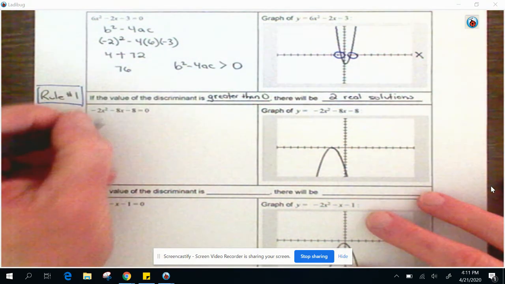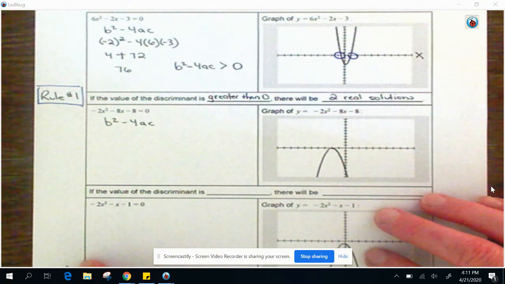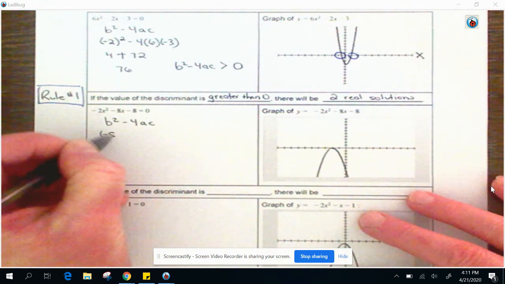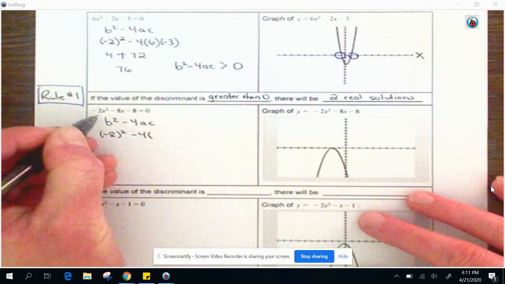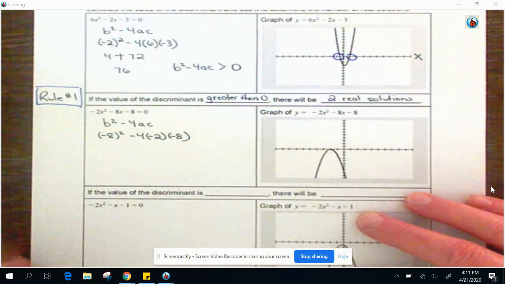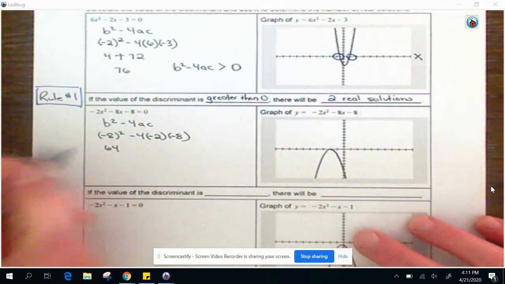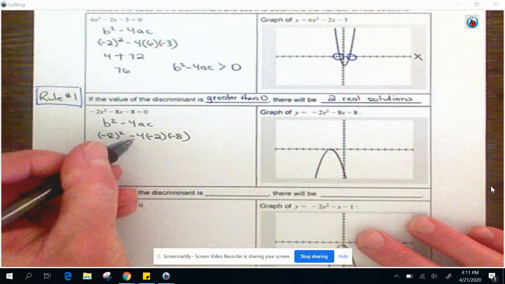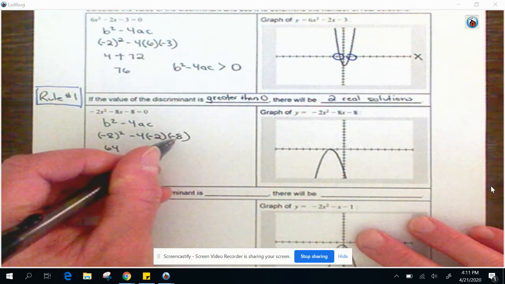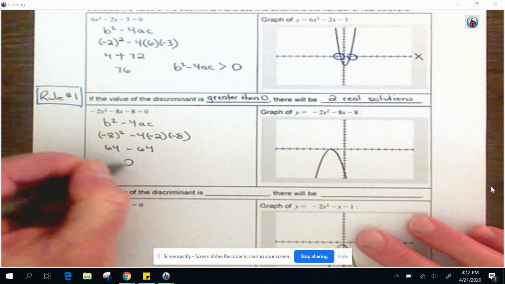All right, so we've got b squared minus 4ac. This is the part underneath the radical in the quadratic formula. I'm going to plug these values in. B is negative 8, so negative 8 squared minus 4 times a. A is negative 2. And c is negative 8. So negative 8 times negative 8 is positive 64. And then negative 4 times negative 2 is positive 8. And positive 8 times negative 8 is negative 64. 64, take away all 64, leaves us with 0.